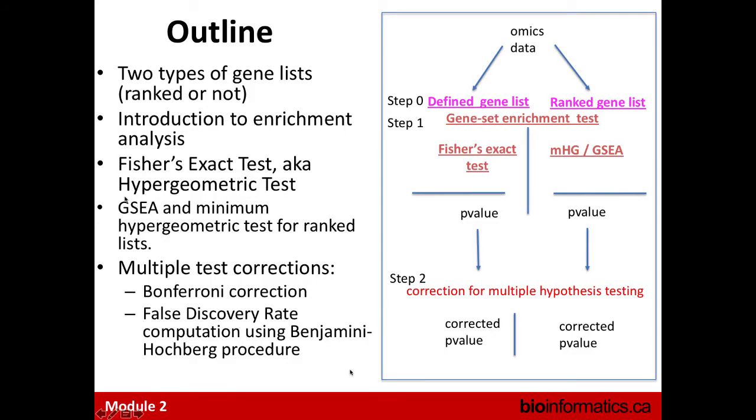The order of the lecture will follow the steps of an enrichment analysis. First, we will describe that there are two major types of enrichment tests, depending on the type of gene list we could get from our omics experiment. We could get a defined gene list, and if we are able, we can get a ranked gene list. Depending on whether we have a defined gene list or a ranked gene list, the statistics are going to be slightly different, but they will all result in a p-value associated with each gene set. And because we don't test just one pathway, one gene set, but multiple pathways that are stored in the pathway database, we need to correct for multiple hypothesis testing. We will see the Bonferroni and the false discovery rate.